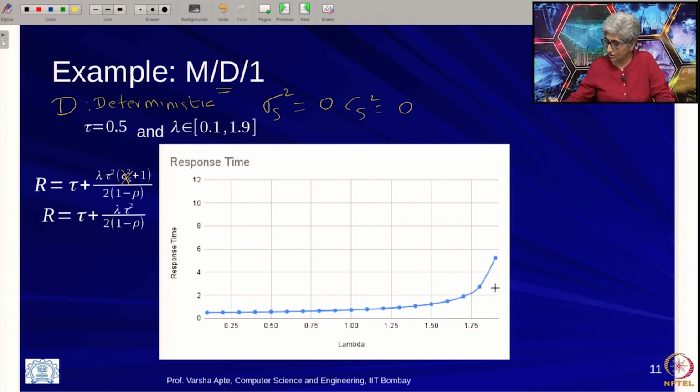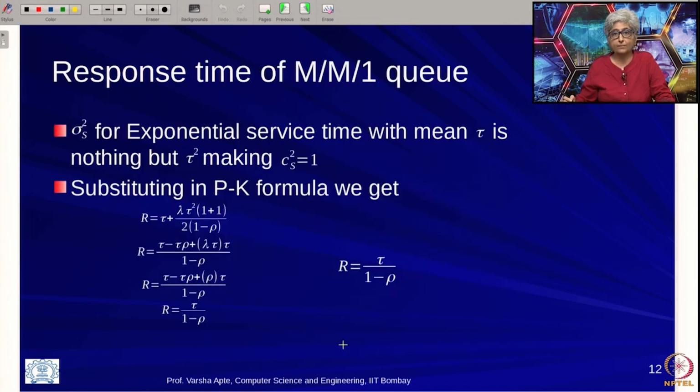It is just to show, remember, the non-linearity is there, this is the non-linearity. Okay. As lambda increases, it is the utilization that is going to increase, and the non-linearity is there because of this. Okay. Initially the growth is slow and then the growth is fast. Okay. We will look at another example of MM1.